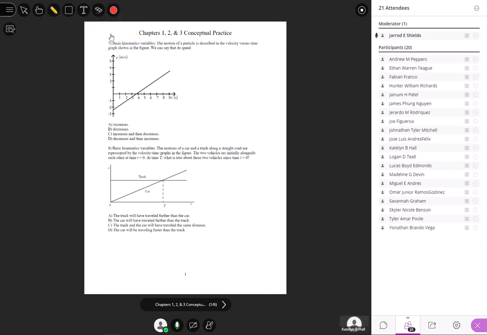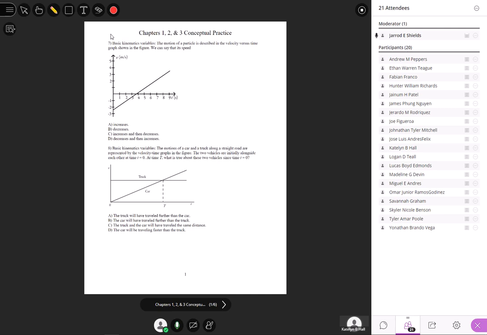Okay, so let's look at the conceptual problems that we have here before us, and I'm going to let some of you log in and give me some answers. I want to try to get you a little bit more involved than we have been. Okay? So let's look at this first question. Hopefully everyone can see this okay.